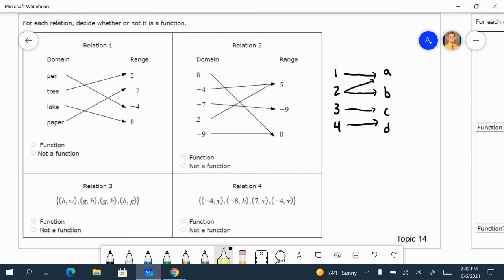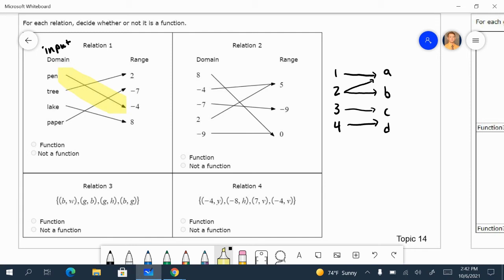Topic number 14, we are going to determine whether these are functions or not. The main thing that we need to understand about functions is that every input or domain, in this case, it's the same thing as input if you wanted to write that down. Every input has exactly one output. So, do these all have exactly one output?